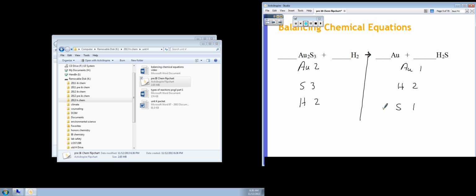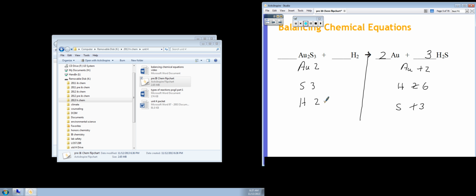We want to have 2 on both sides. This one only has 1. If I put a 2 out in front, 2 times the imaginary 1 will give me 2. Hydrogen is balanced. Let's look at the sulfurs. This side has 3. I need to get 3 on this side. If I put a 3 out in front, 3 times the imaginary 1 by the sulfur gives me 3 sulfurs. But also 3 times 2 is 6, and it changes my hydrogen count. So now my hydrogen is no longer balanced.